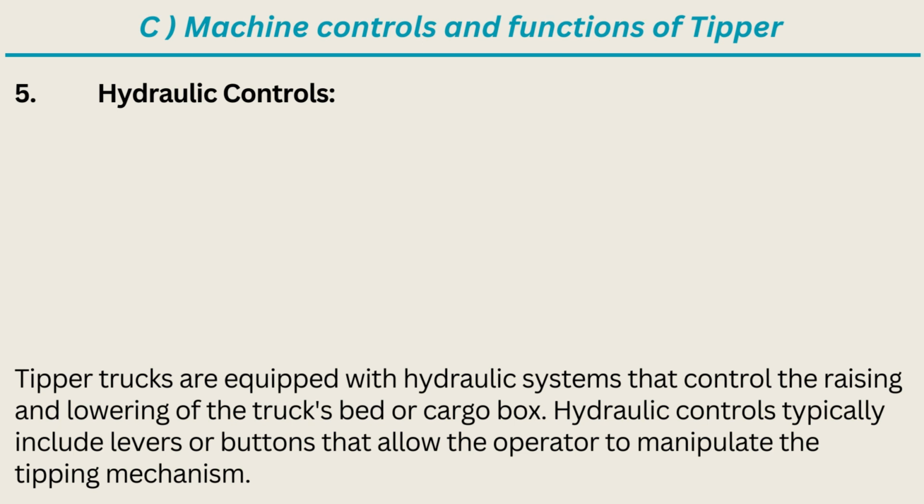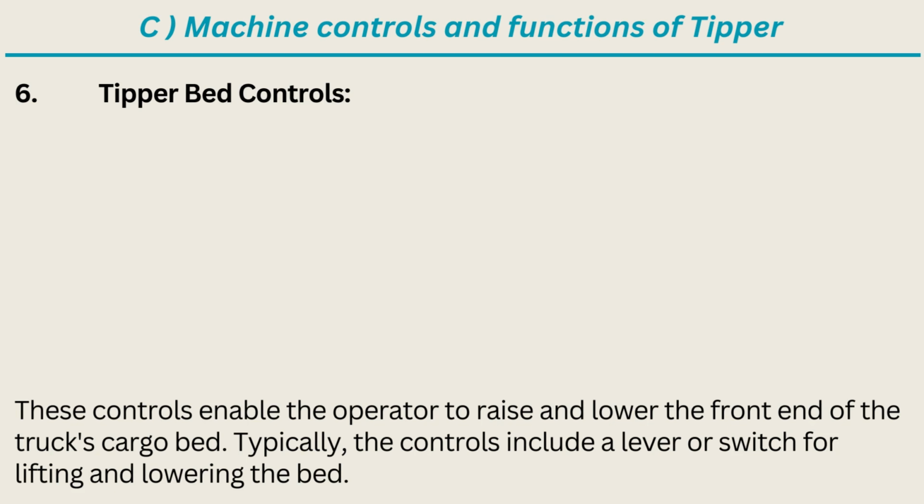Hydraulic controls typically include levers or buttons that allow the operator to manipulate the tipping mechanism. 6. Tipper bed controls. These controls enable the operator to raise and lower the front end of the truck's cargo bed. Typically, the controls include a lever or switch for lifting and lowering the bed.